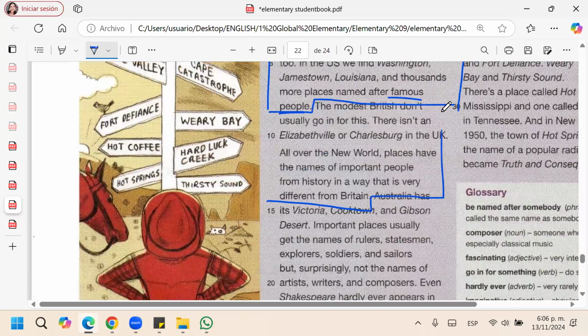Let's see the New World and Britain. Who wants to read this? The modern British. Let's start with this. Who wants to read this part? Let's see, Kelvin. Yes. The modern British don't usually go in for this. There isn't Elizabethville or Charlesburg in the United Kingdom. All over the New World, places have the names of important people from history in a way that is very different from Britain.